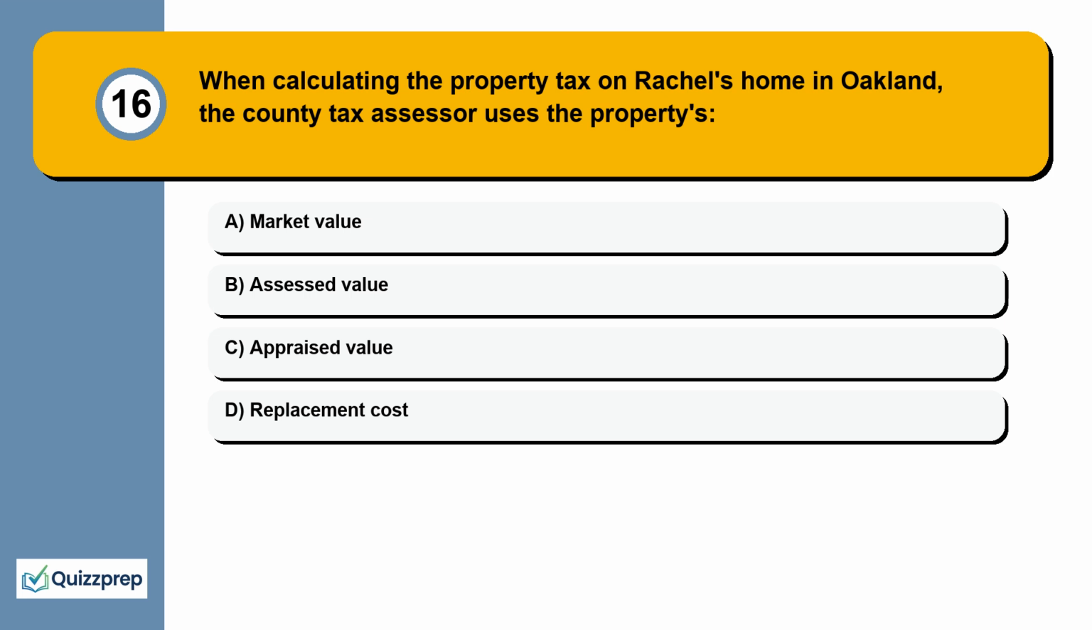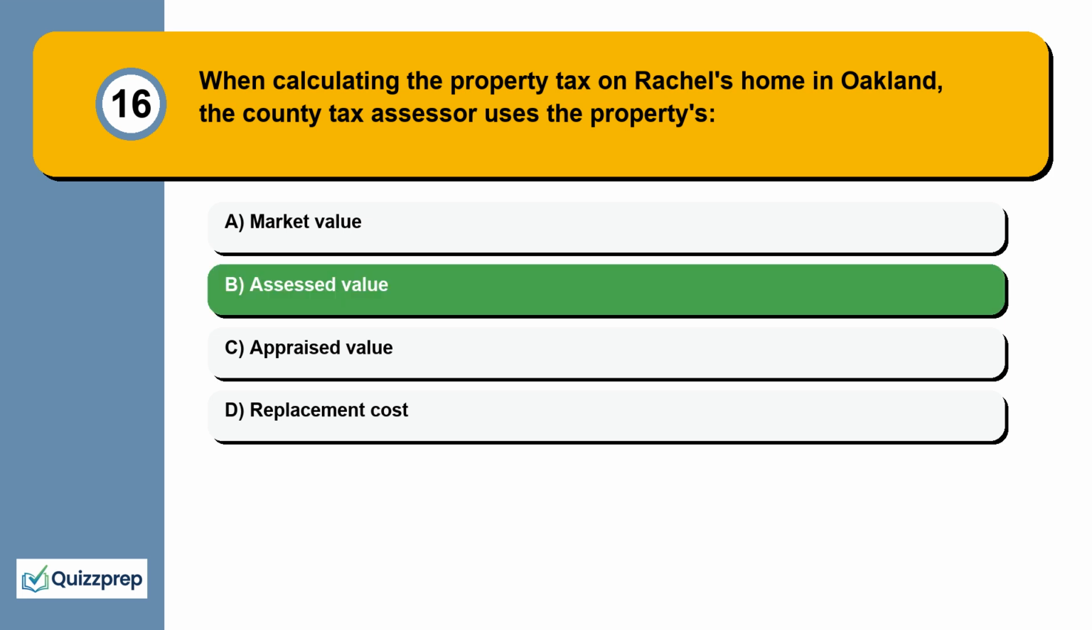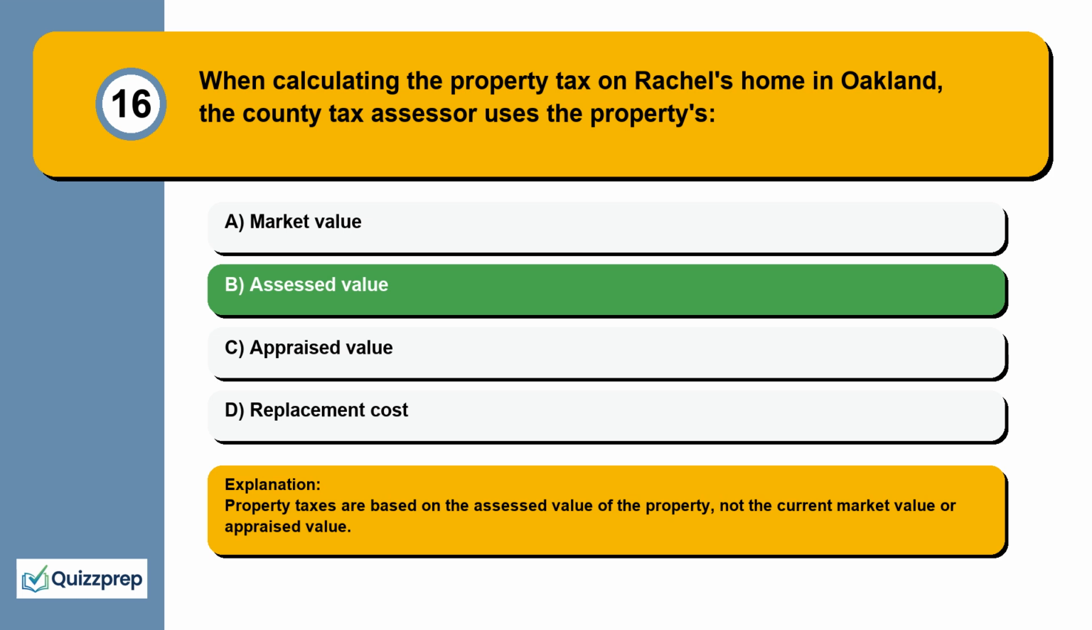Question 16. When calculating the property tax on Rachel's home in Oakland, the county tax assessor uses the property's market value, assessed value, appraised value, replacement cost. Property taxes are based on the assessed value of the property, not the current market value or appraised value.